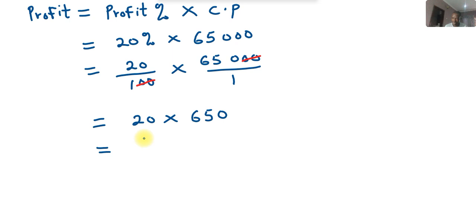So we have to multiply. After multiplication, if you press your calculator and you multiply, you will have your outcome to be 13,000 naira. 13,000 naira. This is the actual profit. We have not come to the end. We have not ended the question.